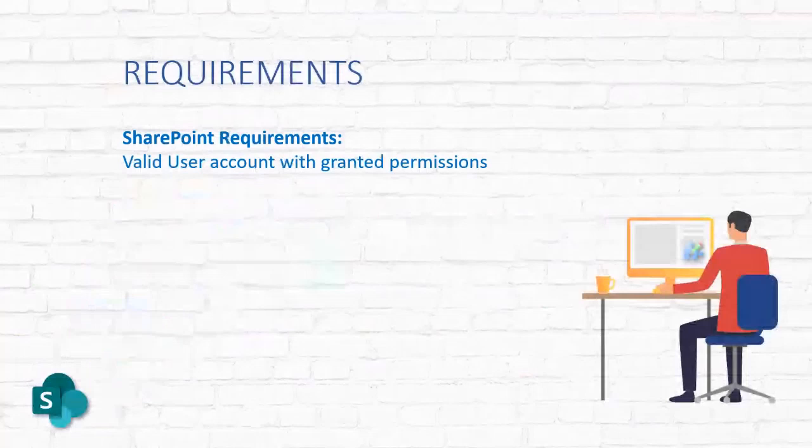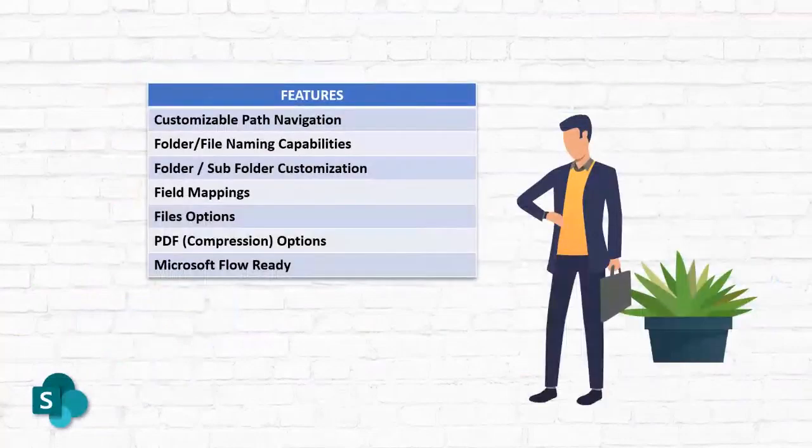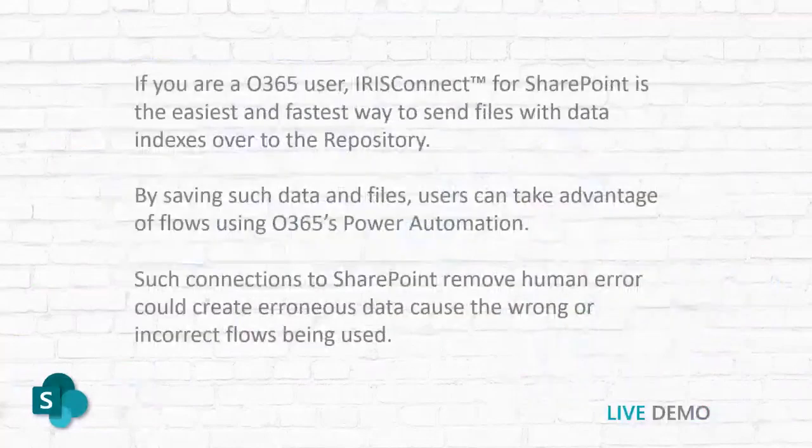In terms of features, much like the rest of our DMS systems, we do offer customizable path navigation capabilities, folder and file naming capabilities, folder and subfolder customization, your standard field mappings, of course, and file options. Again, you have your PDF, including compression options, and again, Microsoft Flow ready capabilities. So if you are an Office 365 user, IRISConnect for SharePoint is the easiest and fastest way to send files with data and indexes into that repository.